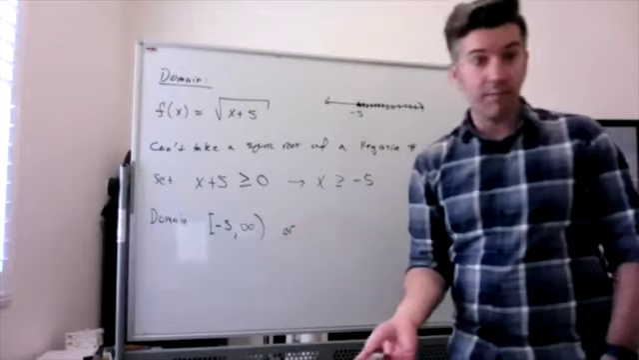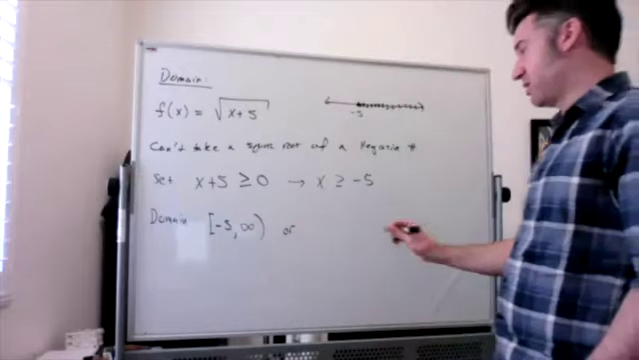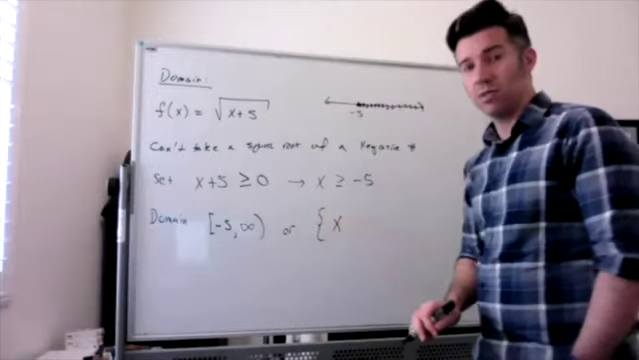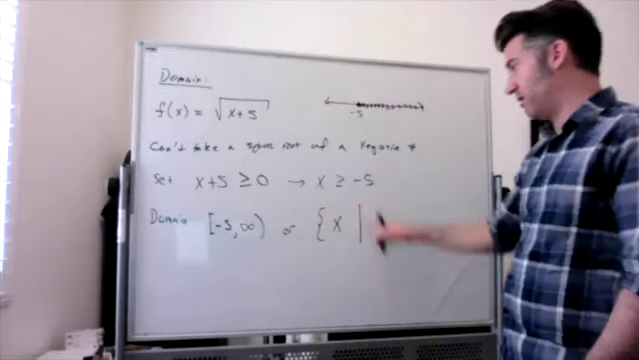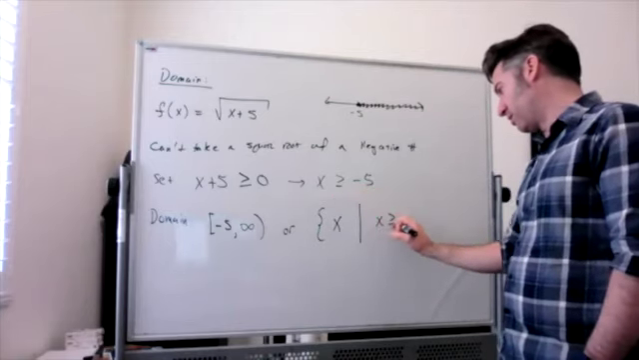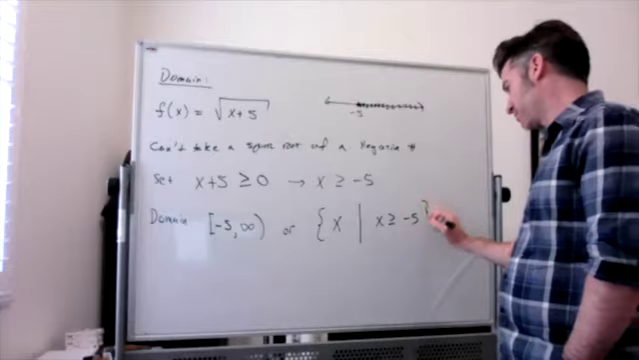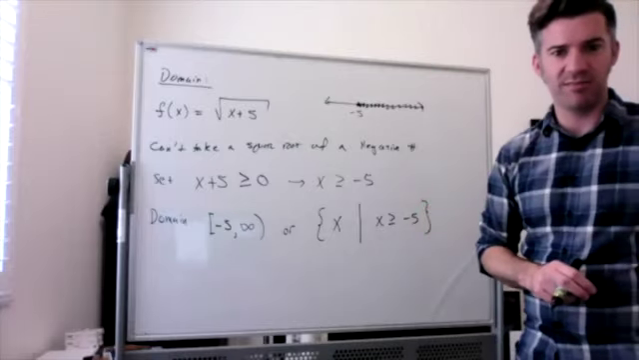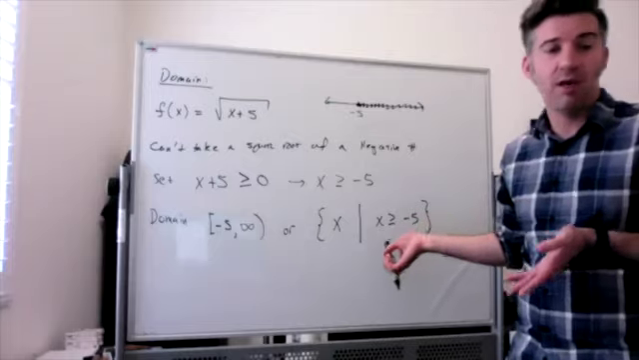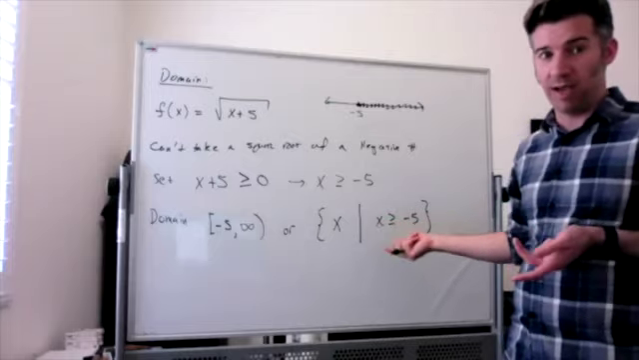It's called set builder notation, where you basically just say, I want the set containing all x values such that, and then you just write the condition that you found right here: x is greater than or equal to negative 5. To me, this is less explicit. I feel like this doesn't actually show us as much, but depending on how your teacher says it, they might want you to write it this way.